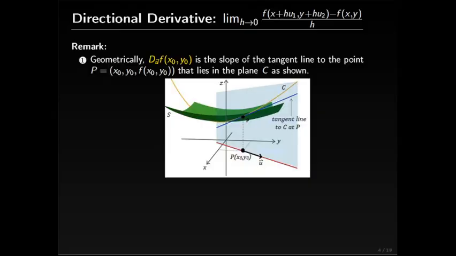Okay, geometrically, again, we think of the directional derivative as the slope of the tangent line on some special plane. As shown in this figure, you can see the green surface and the plane intersecting the surface perpendicular to the xy plane, and the point of interest P, and then the blue tangent line. So the slope of that blue tangent line can be obtained by calculating the directional derivative of f in the direction of the unit vector u, evaluated at the point (x naught, y naught).